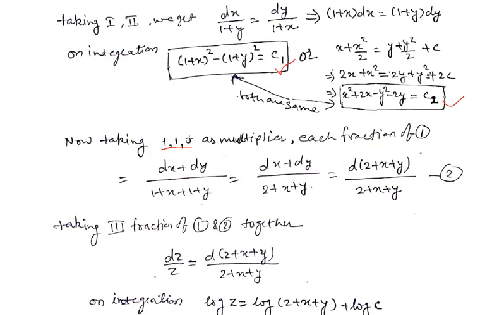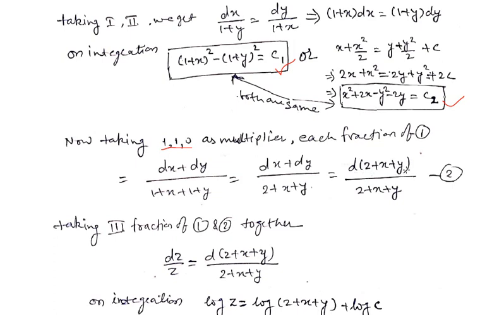Now multiply each fraction of equation 1 with P1, Q1, R1 in numerator and denominator, and add the numerators and add the denominators. We get the resultant fraction, which is dx plus dy upon 1 plus x plus 1 plus y. When we simplify it, we get dx plus dy upon 2 plus x plus y. We can rewrite the numerator as the derivative of 2 plus x plus y.